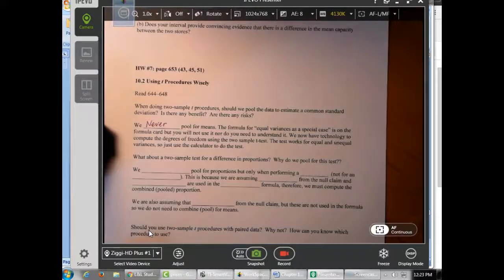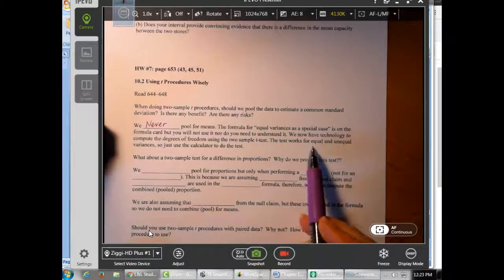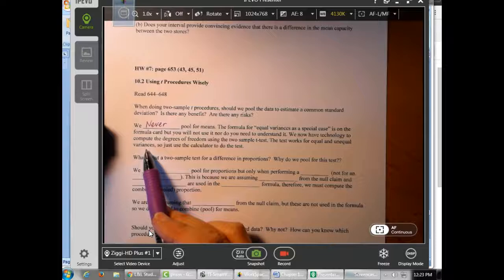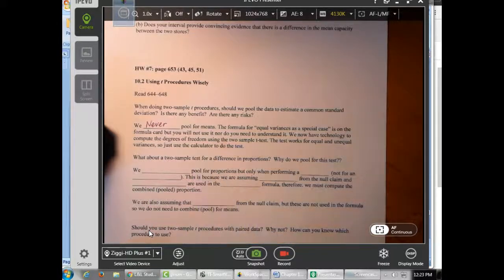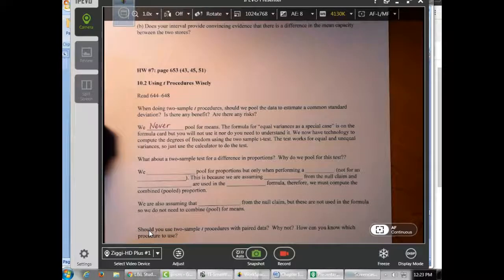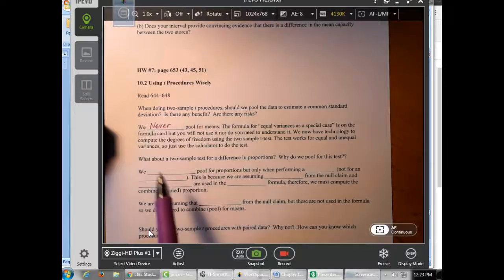Okay. So the test that we use will actually work for both equal and unequal variances. So we're going to get the degrees of freedom from the calculators. Okay, so we never pool for means, ever, ever, ever. And I'll talk about why in just a second.